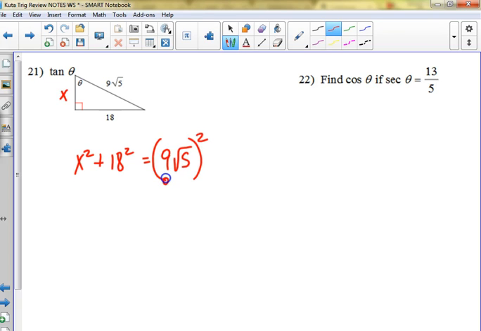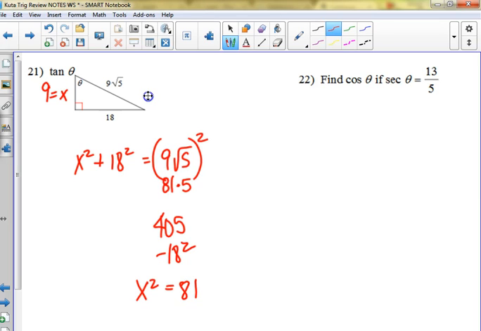Well, it's 9 squared, which is 81, right? Times square root of 5 squared, which is 5, which is 405. And then we have to do minus 18 squared. I don't know what that is. This comes out to be 81. So then this side is 9 when we square root it.